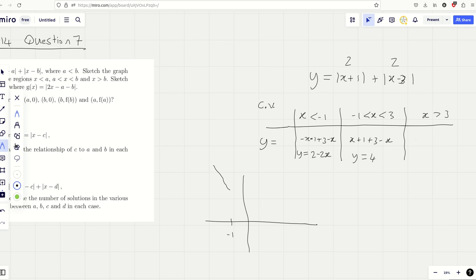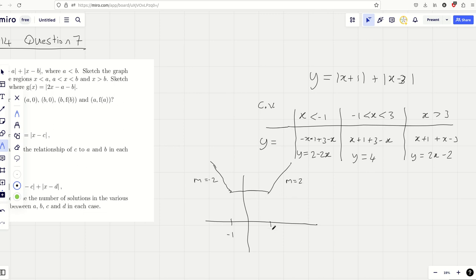Now, when x is bigger than 3, that's the case where the modulus isn't going to do anything to either of these expressions because they're both going to be positive, and so you're going to have x plus 1 plus x minus 3, and therefore you're actually going to have y equals 2x minus 2. You're going to have the negative of that one. And that's why this is actually going to look like this. It's going to go down, it's going to be flat, and then it's going to be going up, and the gradient there is going to be -2, and the gradient here is going to be 2.